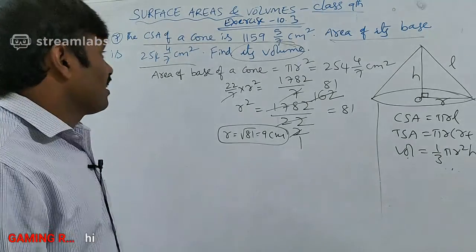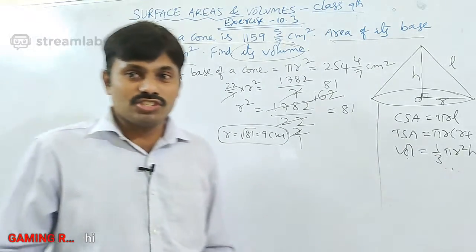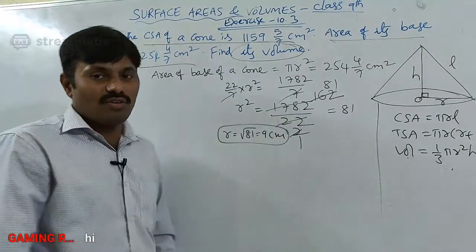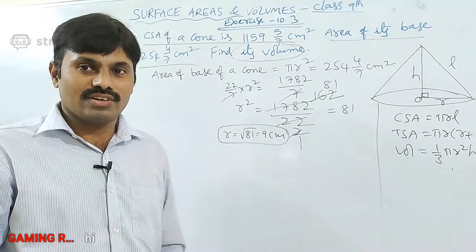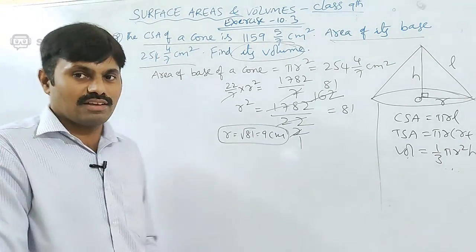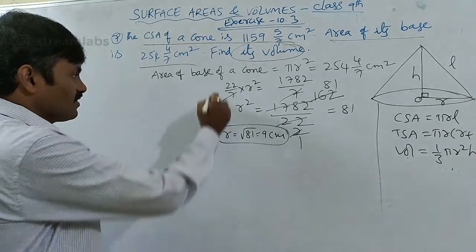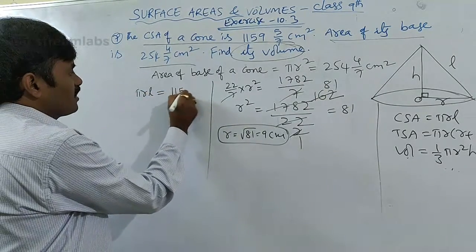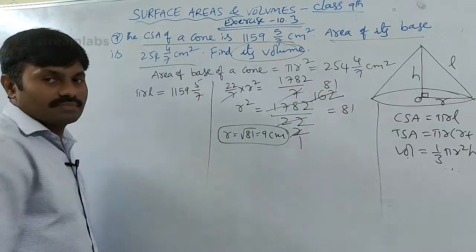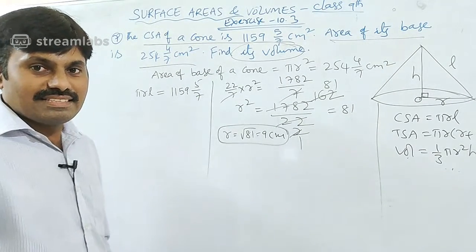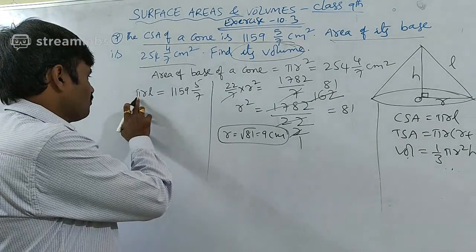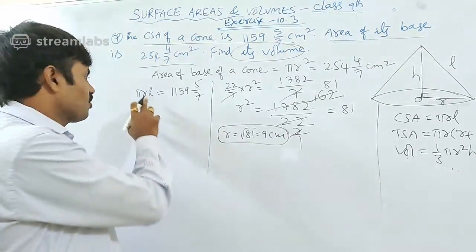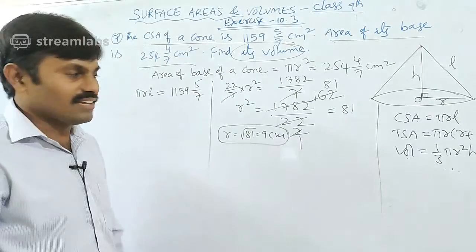If you observe the given question, one more known value is there, that is the curved surface area of a cone. What is the curved surface area of a cone? The formula is pi r l. So pi r l is equal to 1159 5 by 7. In this, we know the value of pi, and also the value of r, and the unknown quantity is l. Sir, we want h.